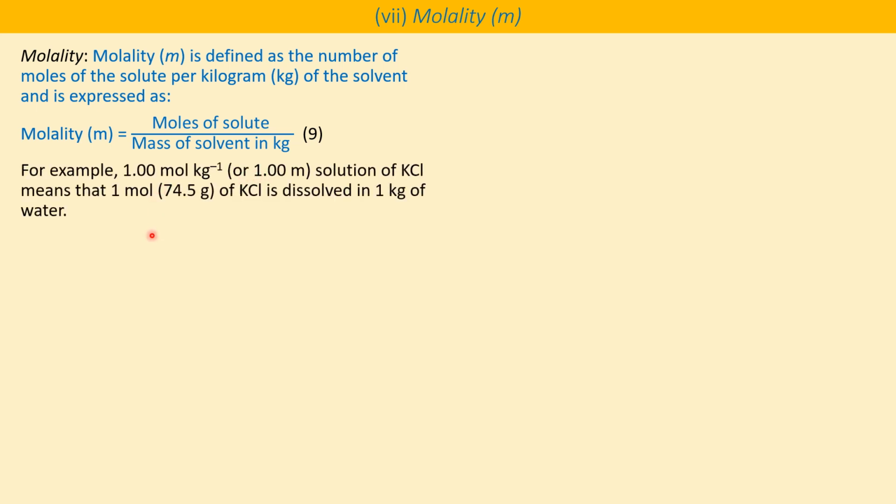Let us take an example. For example, 1 mole per kg, that is 1.00 small m, means 1 mole per kg. This m represents mole per kg. A 1 m solution of KCl means that 1 mole, that is 74.5 grams of KCl, is dissolved in 1 kg of water.